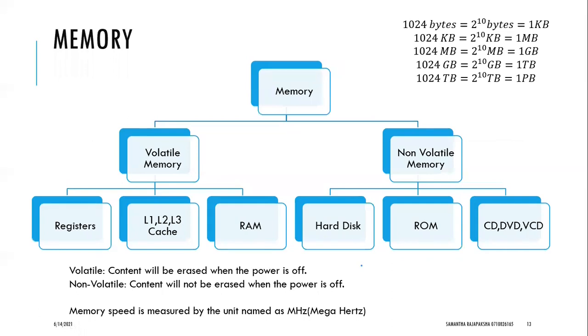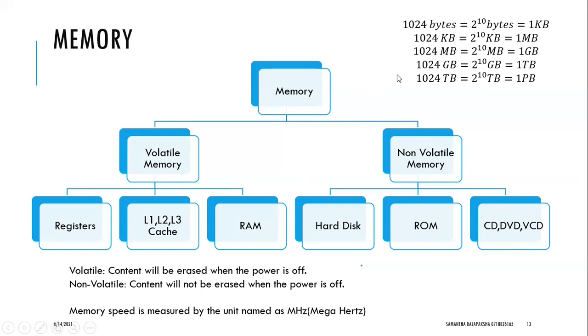And memory, as I told you, we have volatile memory and non-volatile memory. Volatile means when you switch off, the content will be erased. Registers, level 1, level 2, level 3 cache, and RAM are volatile. But non-volatile means hard disk, ROM, CD, DVD, VCD. That means if you switch off, the content will not be erased. And remember, memory speed is measured in the unit megahertz. Megahertz is the unit used to measure the speed of memory.